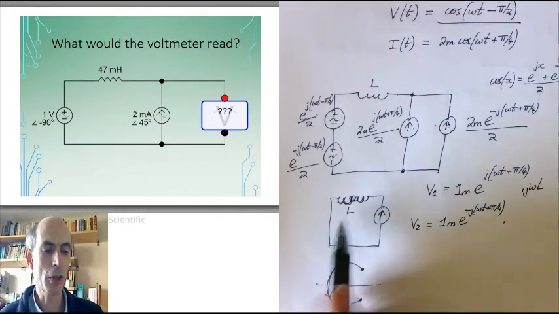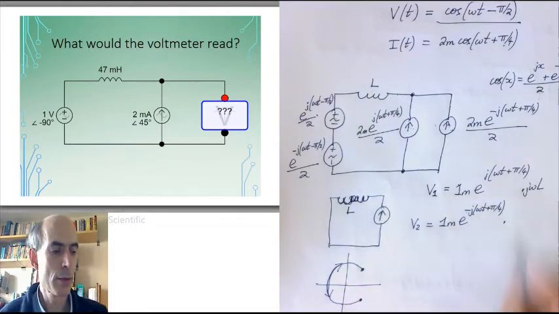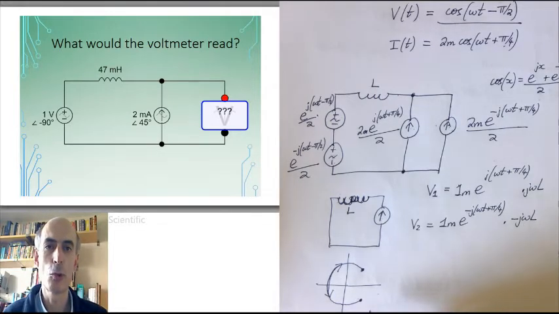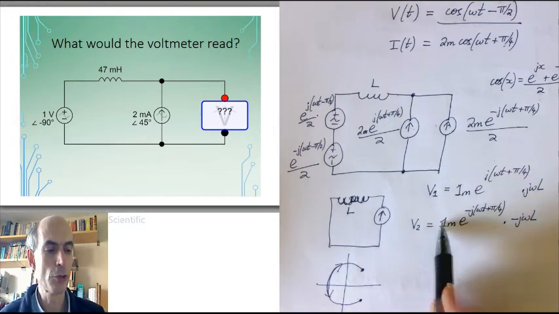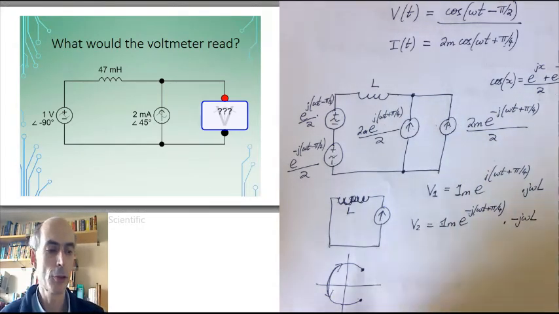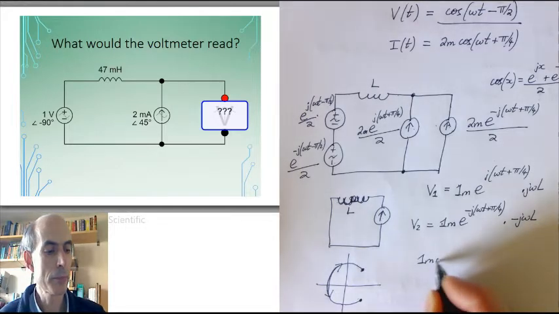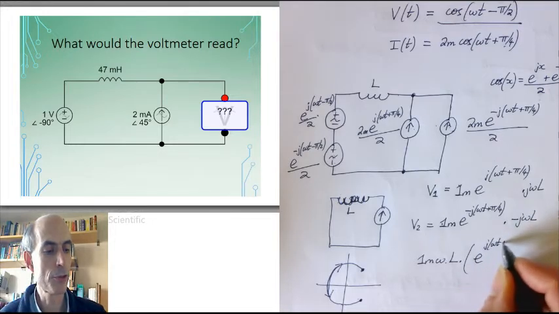So if I consider what the complex impedance of the inductor is going to be at minus omega, the answer is minus j omega L, or j times minus omega times L, if you prefer. So those are my two contributions to the voltage from the two current sources. The total contribution will be the sum of these two. And that is 1 milli times omega times L times e to the power of j omega t plus pi over 4.